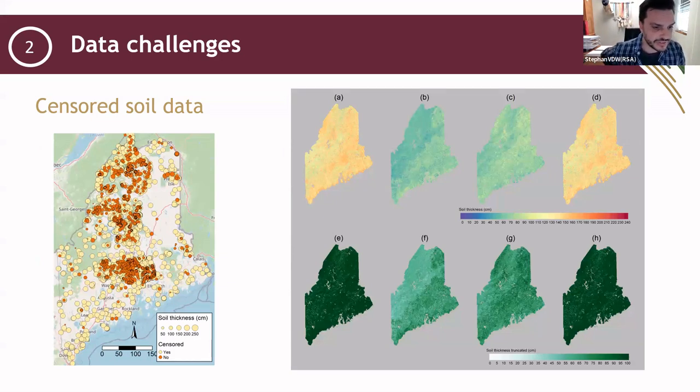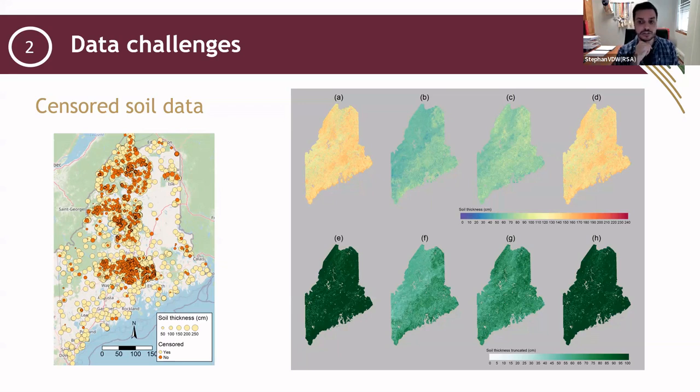Here on the left, you can see the state of Maine in the US and the observations. So the spatial locations of soil thickness, with orange indicating not censored and yellow indicating censored. The maps we produced for this region are shown on the right. To evaluate these maps, the more orange colors indicate deeper soil thickness. This was for different types of random forest models, which is not that important to highlight right now. But what I want to highlight is with the bottom row of maps, we evaluated the models with some sort of truncation method.